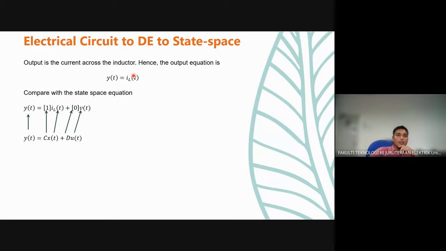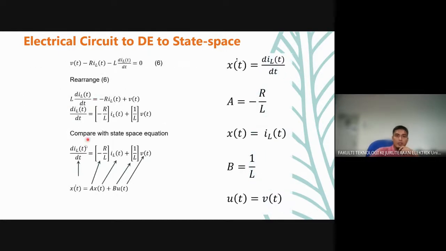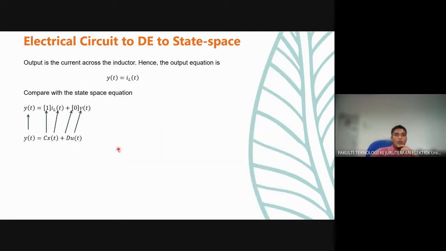In this case, we can compare this equation to the state space that we obtained before. We have our xt equal to ILT. You can compare, this is the YT, same thing. Our C equal to 1, since 1 multiplied with the ILT gives you ILT, the same value. And because there is nothing else here, we can say that the D value equal to 0. 0 multiplied with VT will become 0. Nothing here.